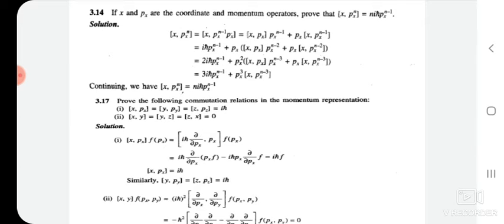Now next, if x and px are the coordinate and momentum operators, prove that [x, px^n] is equal to n i ħ px^(n-1). How can we prove this?